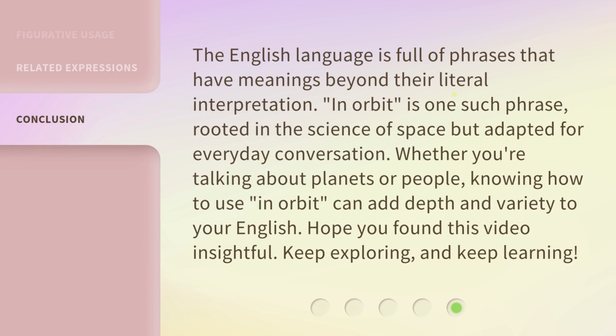The English language is full of phrases that have meanings beyond their literal interpretation. In orbit is one such phrase, rooted in the science of space but adapted for everyday conversation. Whether you're talking about planets or people, knowing how to use in orbit can add depth and variety to your English.